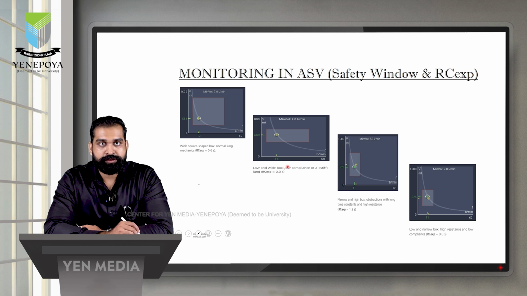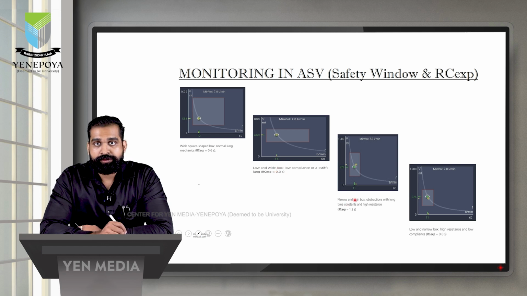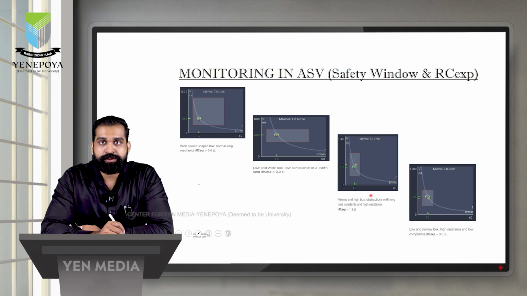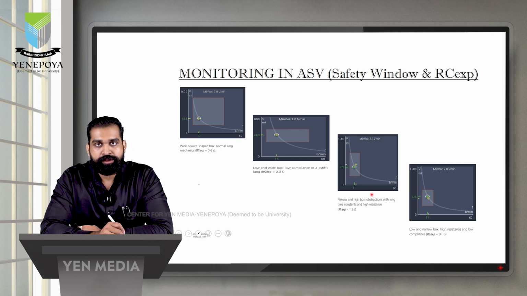So the expiratory time constant, how fast the lung empties, is quite short. Now if you have a narrow high box, you're probably ventilating someone with an obstructive pathology, maybe bronchospasm, COPD, maybe the endotracheal tube is kinked or blocked by secretions or mucus plug. This could possibly give you this pattern, and also an expiratory time constant that is more than 0.9. Here it's 1.2.